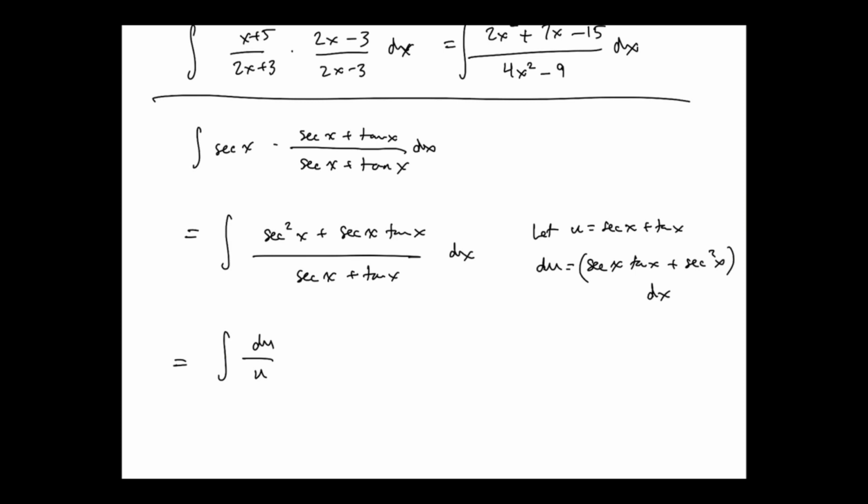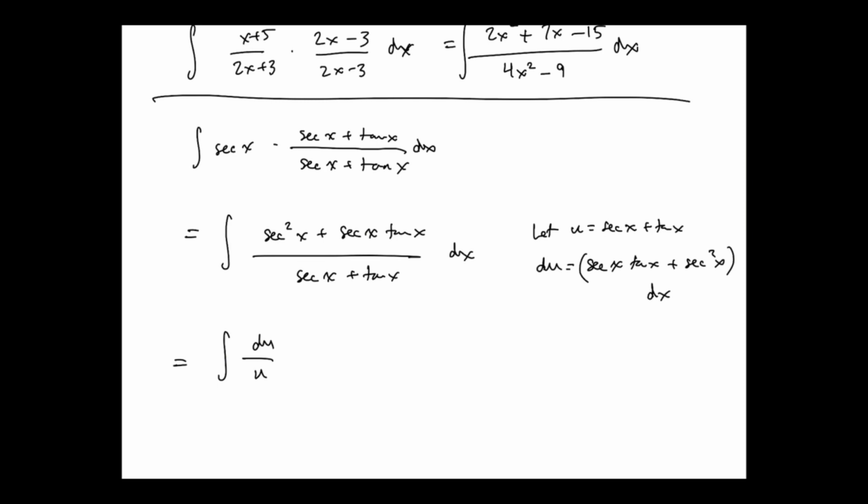So, yes, let u equal secant x plus tangent x. That's the denominator. And then it just so happens that its derivative is precisely everything in the numerator, just written in backwards order. Okay, and so that means that as nasty as this thing looks, it's really just du divided by u.